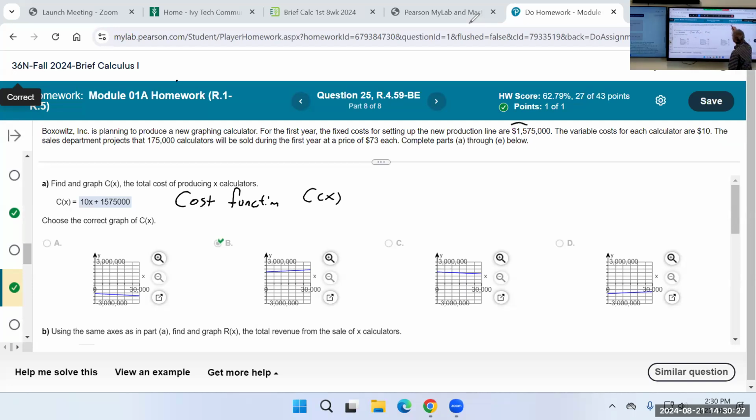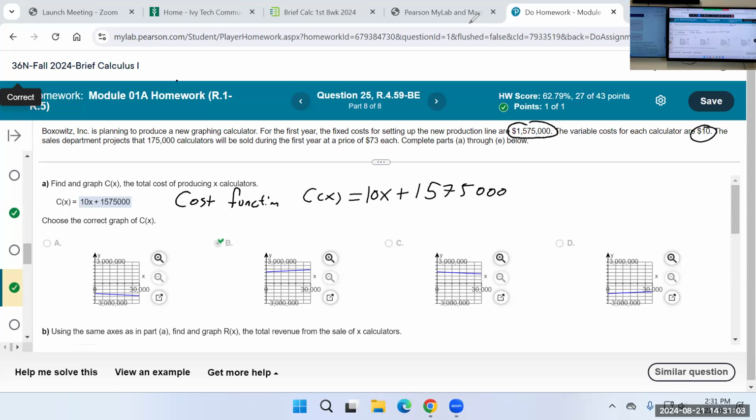They're telling me that just to get the factory or production line going, it costs this amount of money just to start. And it costs $10 to produce a single calculator. Each calculator we produce, it costs us $10. So I think the cost function would be something like 10x plus that setup fee, which is a very large setup fee. It's $1.5 million. Almost 1.6. But that's the cost function.